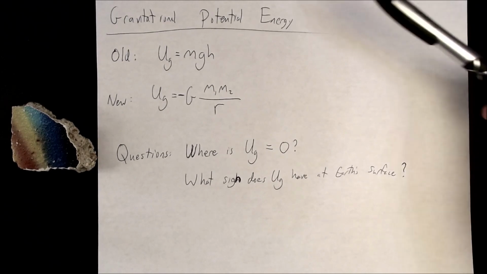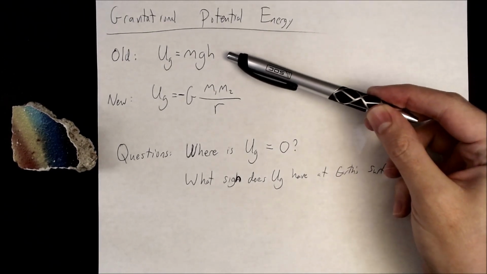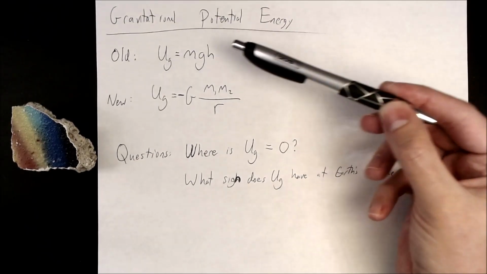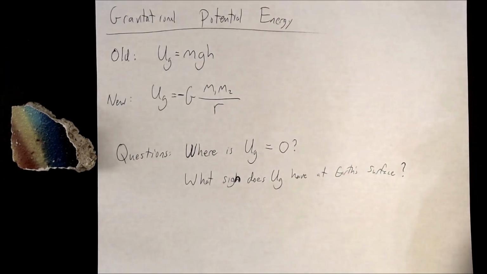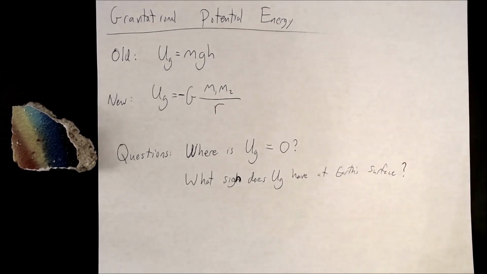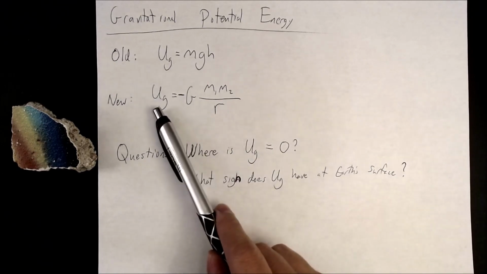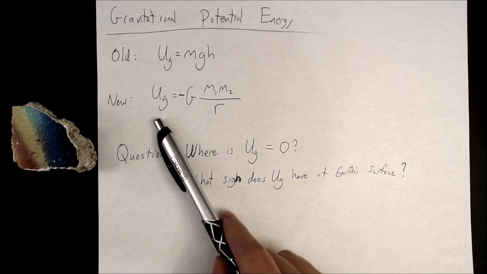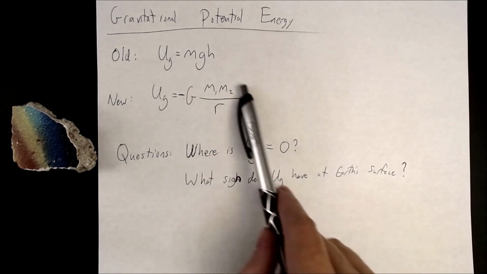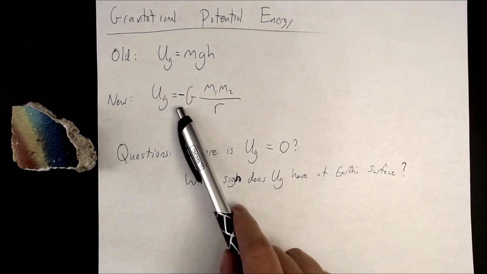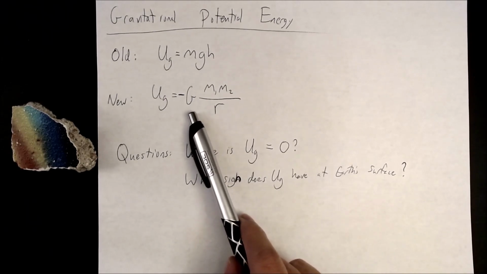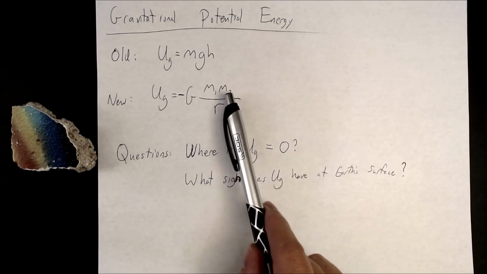Previously, we learned that the equation for gravitational potential energy is U_G equal to mgh. Well, that's a really good approximation as long as you're very close to the surface of the Earth. If you are going very far from the surface of the Earth, you need to use this new equation. U_G is equal to negative G, 6.67 times 10 to the negative 11, times m1 times m2.